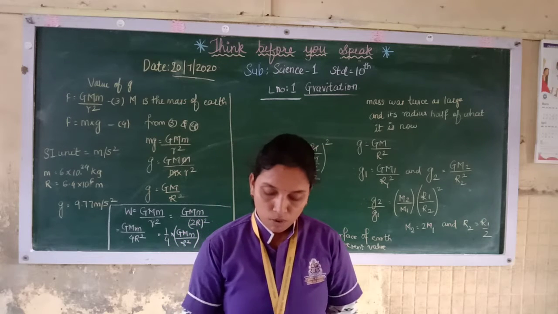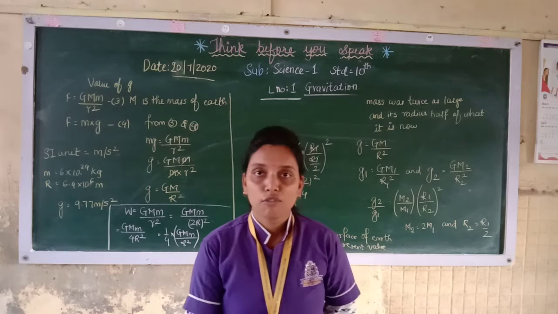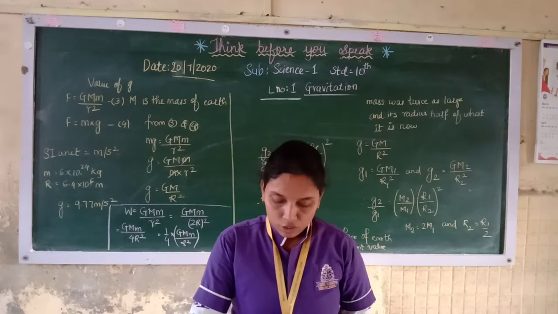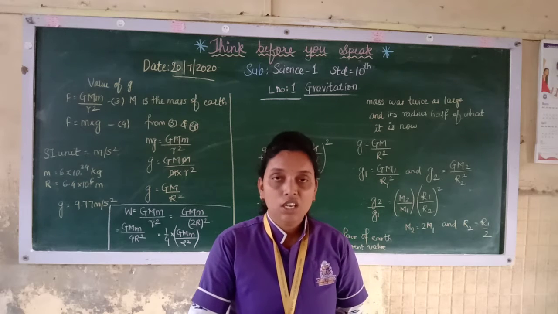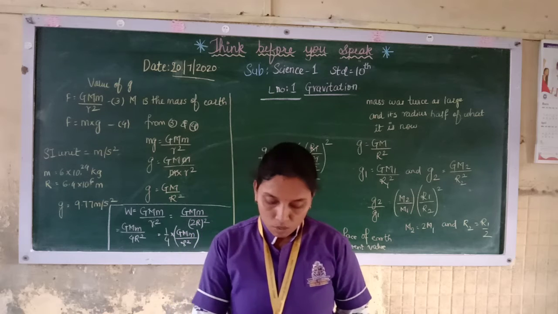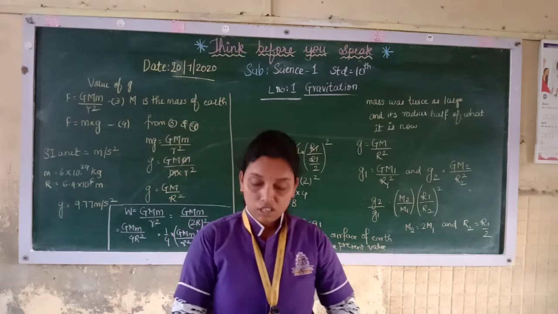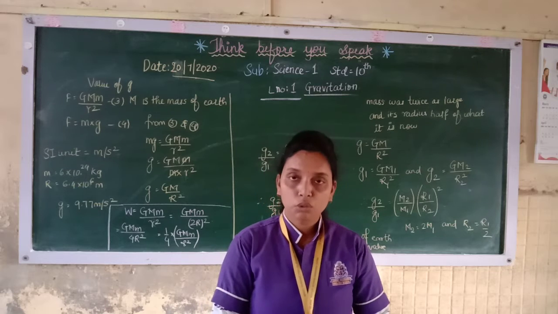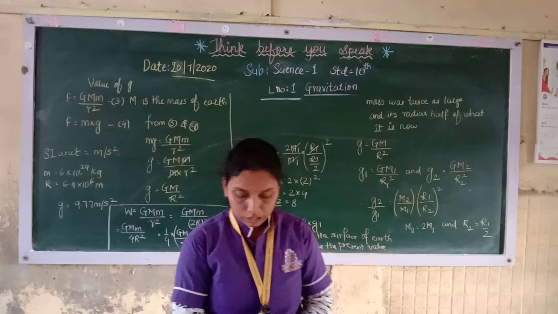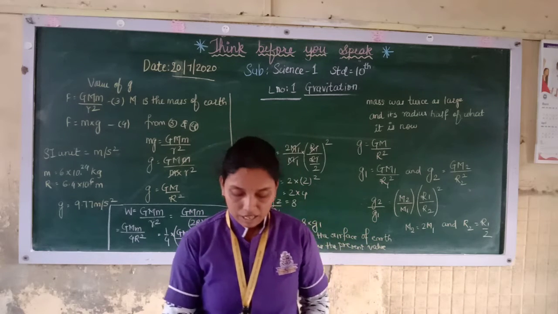There the first law was the orbit of a planet is an ellipse with the sun at one focus. We had seen that with the diagram. Then the second law was the line joining the planet and the sun sweeps equal areas in equal intervals of time. Kepler's third law was the square of its period of revolution around the sun is directly proportional to the cube of the mean distance of a planet from the sun. That we had got was T square is directly proportional to R cube.